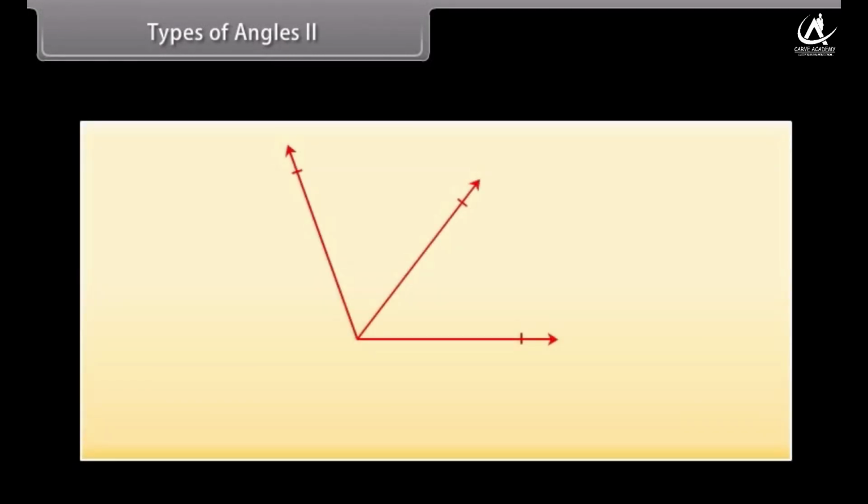Types of angles. Another question for you. What do we call those angles which have a common vertex, a common arm, and their non-common arms are on different sides of the common arm? They are called adjacent angles.